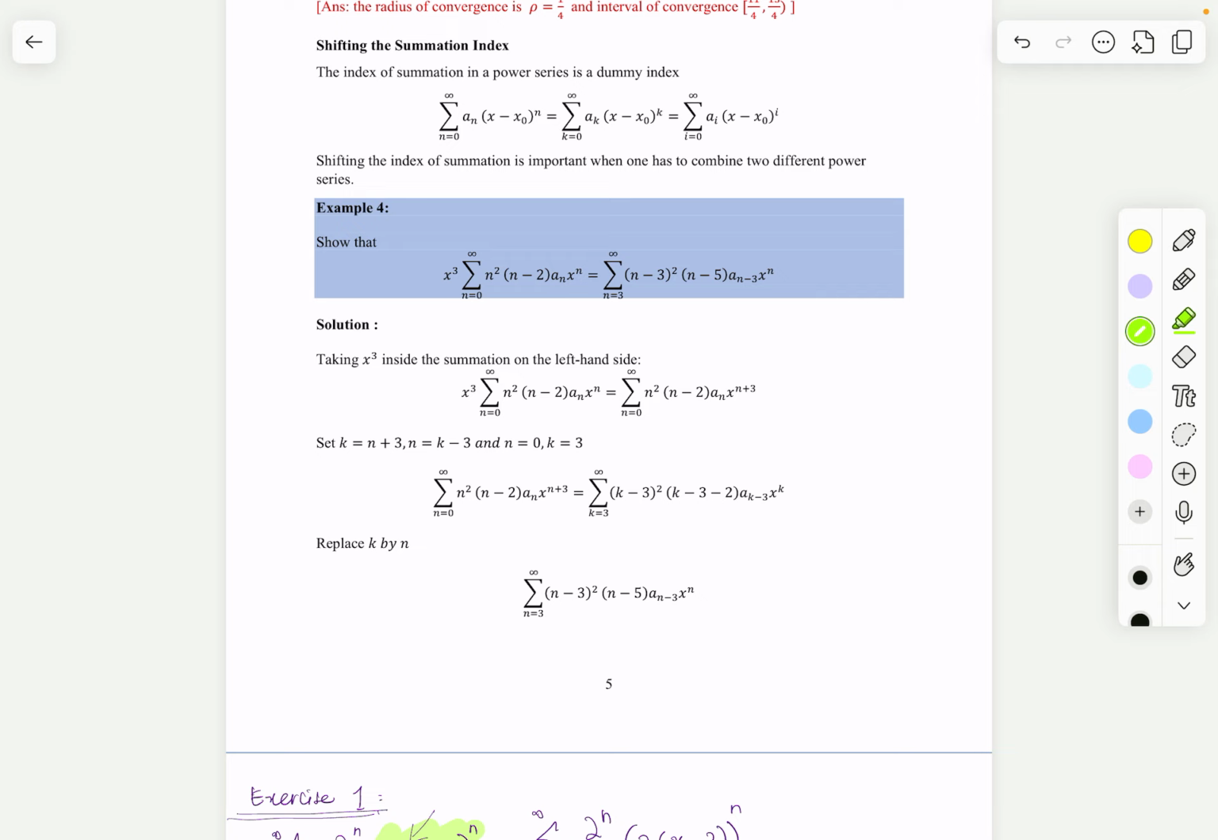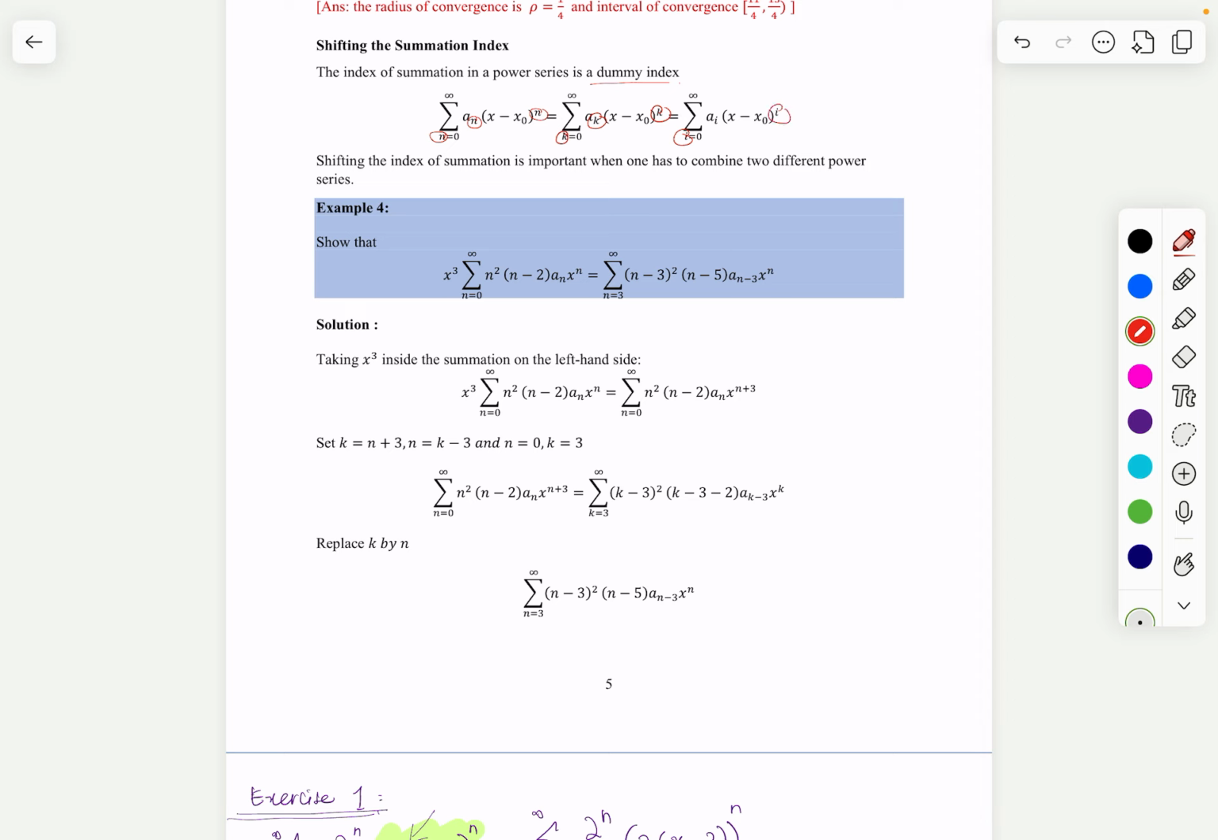We know that the power series has the summation symbol, and from that we have the index. The index of a summation in a power series is a dummy index. It means that, like the previous one, we always have it in terms of n, but we can always change this symbol n to another symbol. It means the same, as long as we define it to be the same, it can be changed to another letter like k or i.